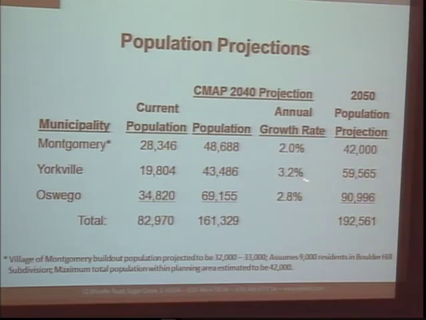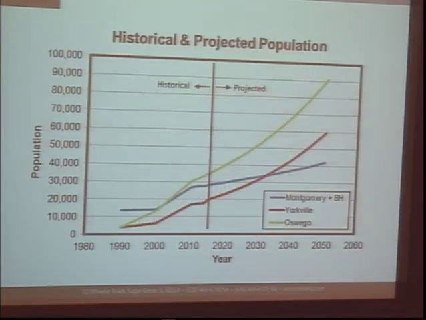For Yorkville, if we carry the 3.2% out that CMAP was using to 2040 to 2050, we get just shy of 60,000, and Oswego is just shy of 91. So the combination of the three gets us into the 192,000 population range. Very similar in size to what the city of Aurora is now. This graphic just shows that population growth historically and then projected into the future with differing growth rates across each community.